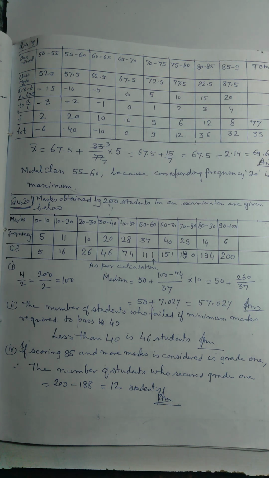Now here draw an ogive of the given distribution, taking 2 cm equal to 10 marks on one axis and 2 cm equal to 20 students on the other axis. Using the graph, determine the median marks. Second, the number of students who failed if the minimum marks required to pass is 40. Third, if scoring 85 and more marks is considered as grade 1, find the number of students who secured grade 1 in the examination.